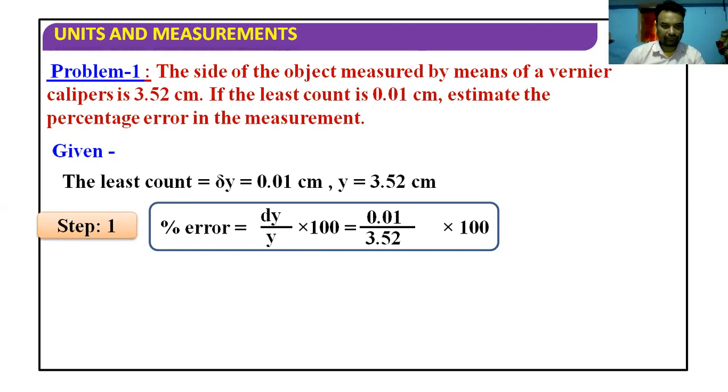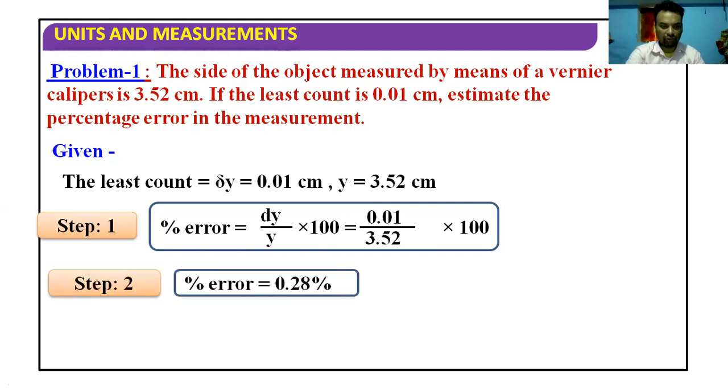So what is the first step to find out the percentage error? Percentage error will be the ratio of delta y to y multiplied by 100. Delta y is the least count, so 0.01, and y is the side of the object, so 3.52. So 0.01 divided by 3.52 multiplied by 100. So it will give me percentage error equal to 0.28%.